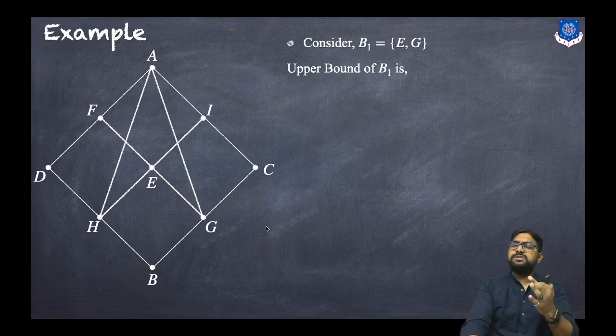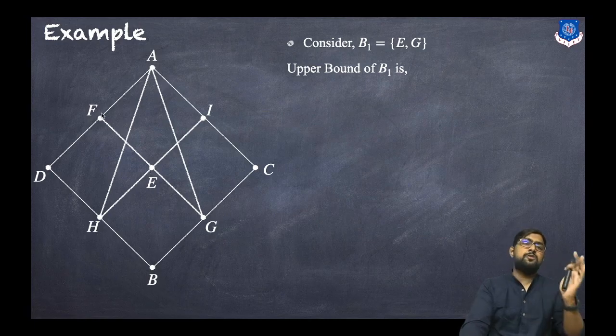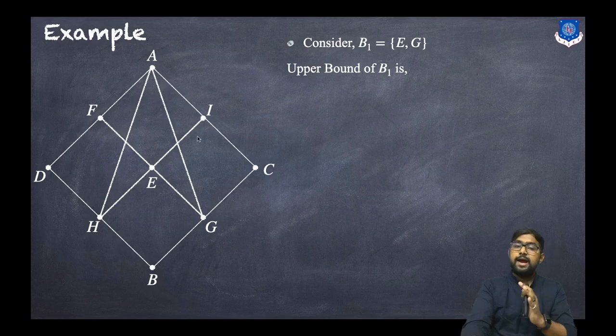Now just discuss one by one. Now F can be an upper bound. Yes, we can go from E to F, we can go from G to F. Now for A, we can go from E to A, we can go from G to A. Yes. Then I, we can go from E to I, we can go from G to I. How? G to E, then E to I. And C, we cannot go from E to C, but G to C we can go, but C cannot be an upper bound.